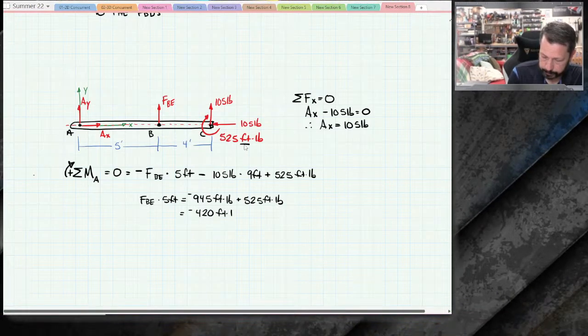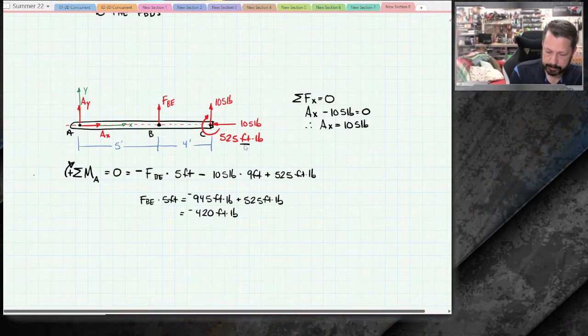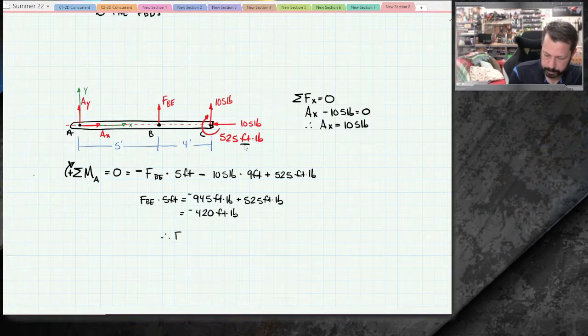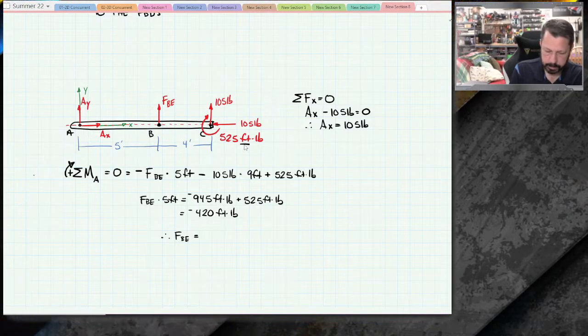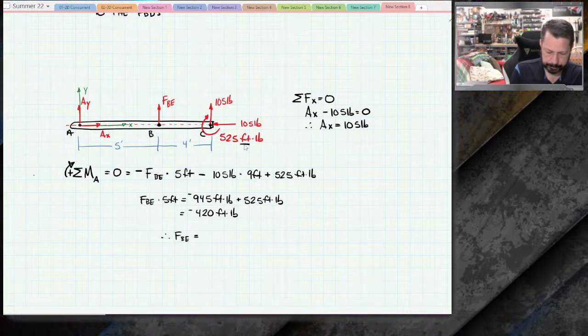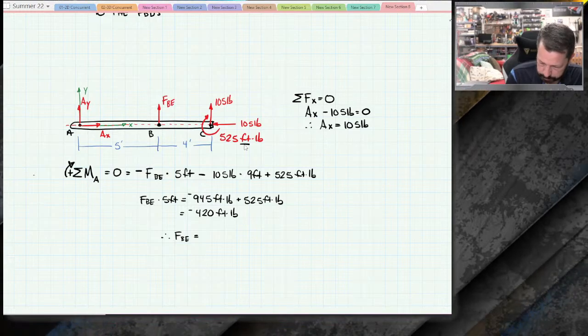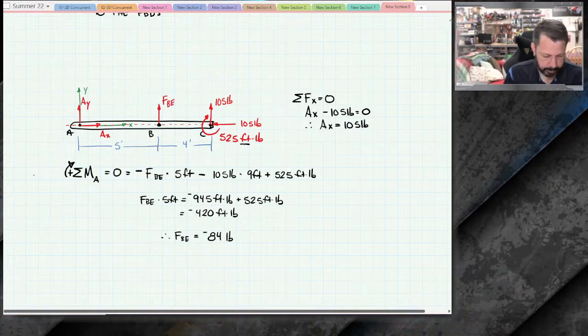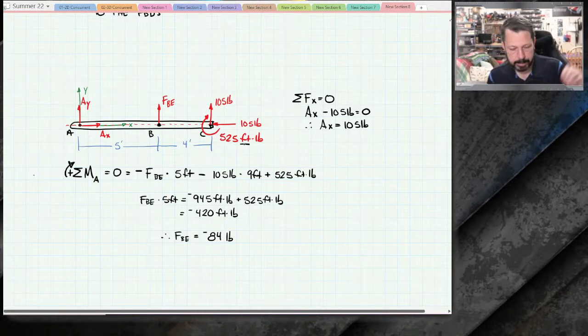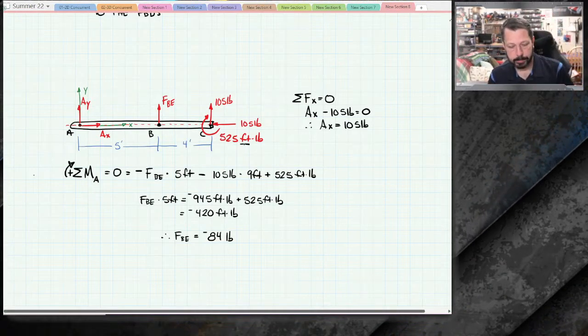foot-pounds. I still have to divide by that 5 feet though, so therefore the force in member BE equals negative 420 divided by 5, 84, and it's negative 84 pounds. The feet get divided out. So that means that FBE should be pointing down on this piece.